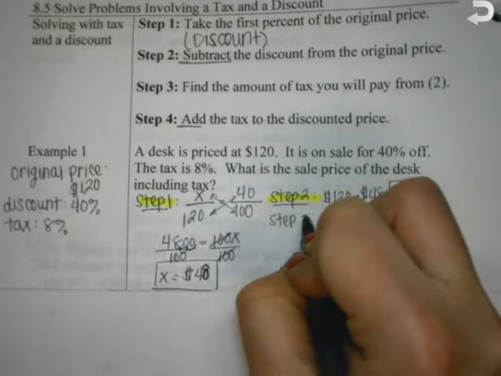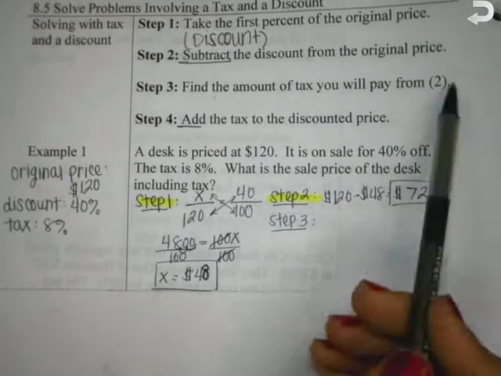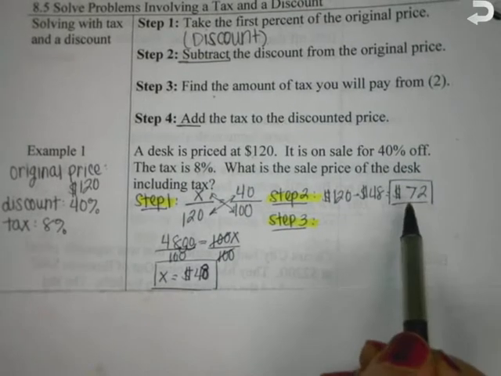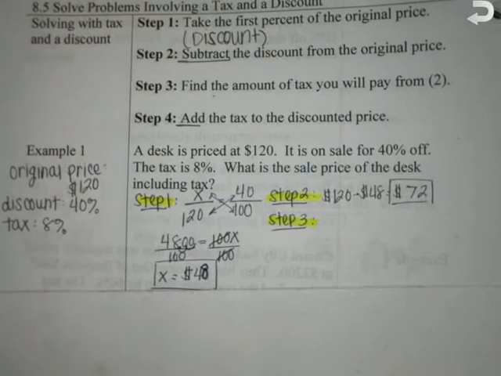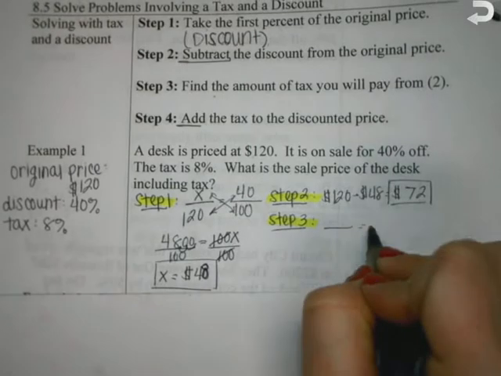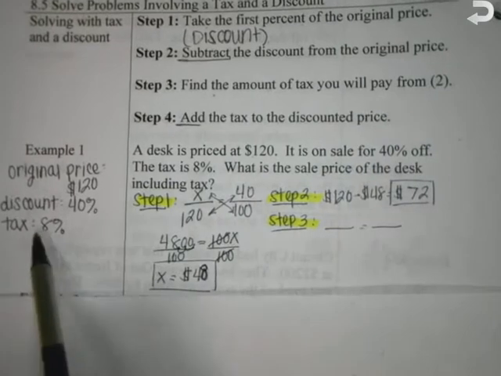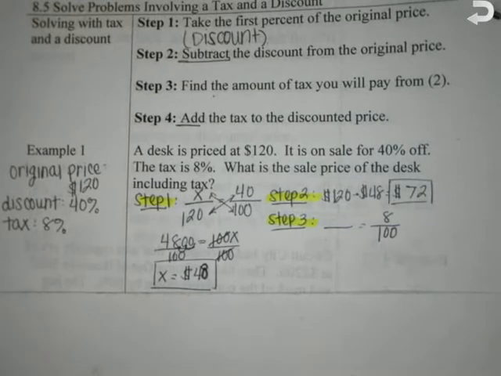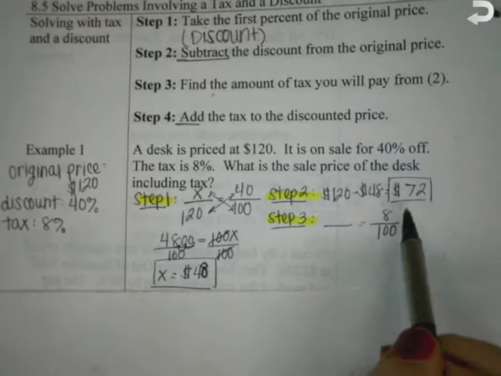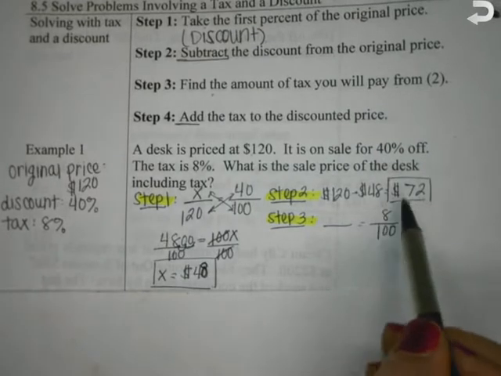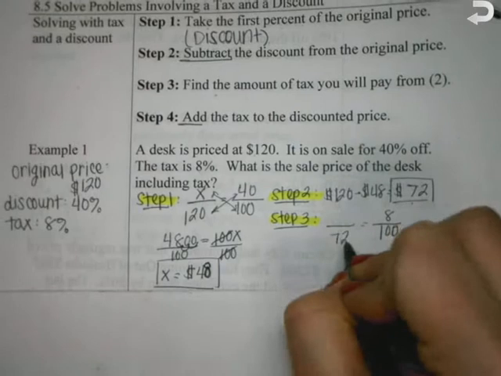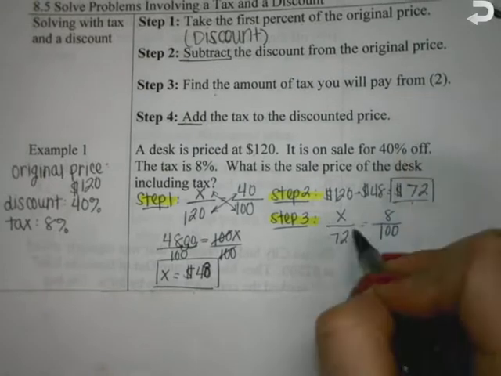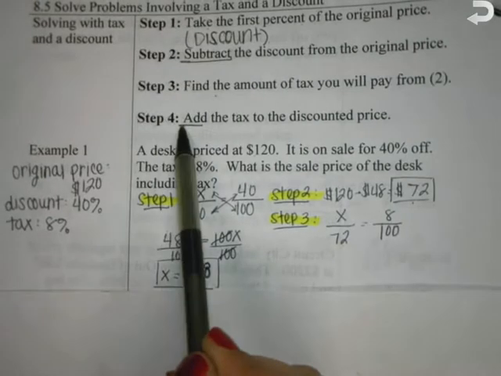Okay, so step 3 says to find the amount of tax we're going to pay. So we end up paying $72, but now we have to find the tax of that because we always get charged tax whenever we buy something. Okay, so the tax was what? 8%, so that's 8 over 100 right away, always. Okay, so we're looking for 8% of $72. So 72 goes on the bottom. X goes on top. How many steps are there? 1, 2, 3, 4. Okay, and then we cross multiply.